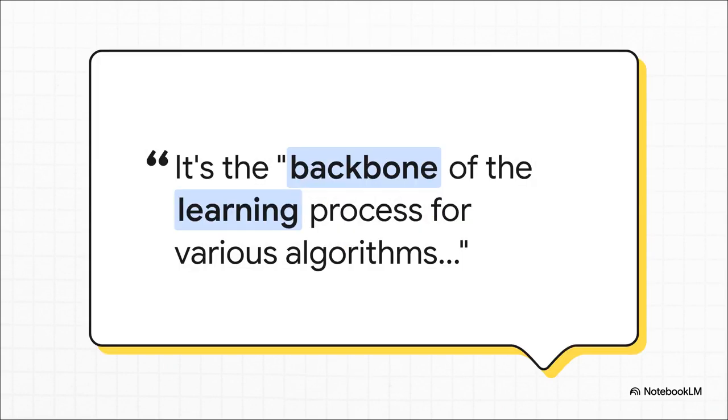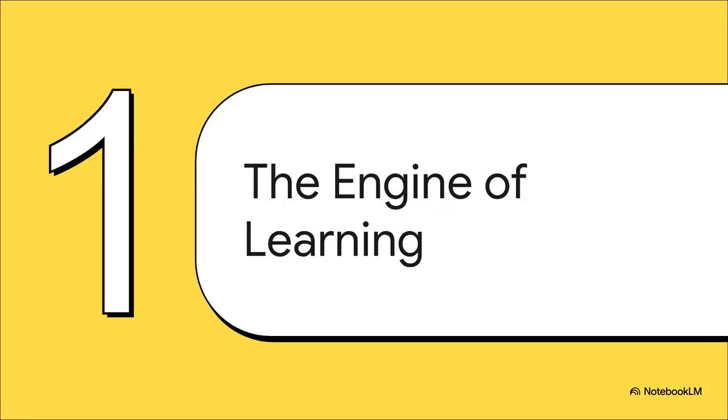It's been called the backbone of the learning process, and for a really good reason. It's the engine humming away inside pretty much everything, from simple statistical models to these massive neural networks. You can kind of think of it like a universal translator, one that turns mistakes into actual progress. So, let's pop the hood and see how this engine of learning really works. How does it take a model from knowing absolutely nothing to making scarily accurate predictions?